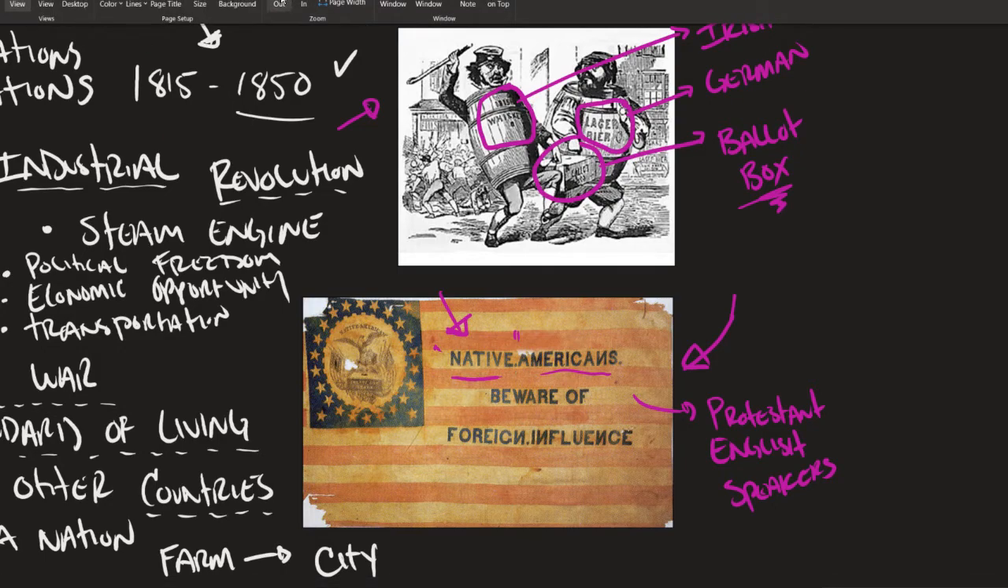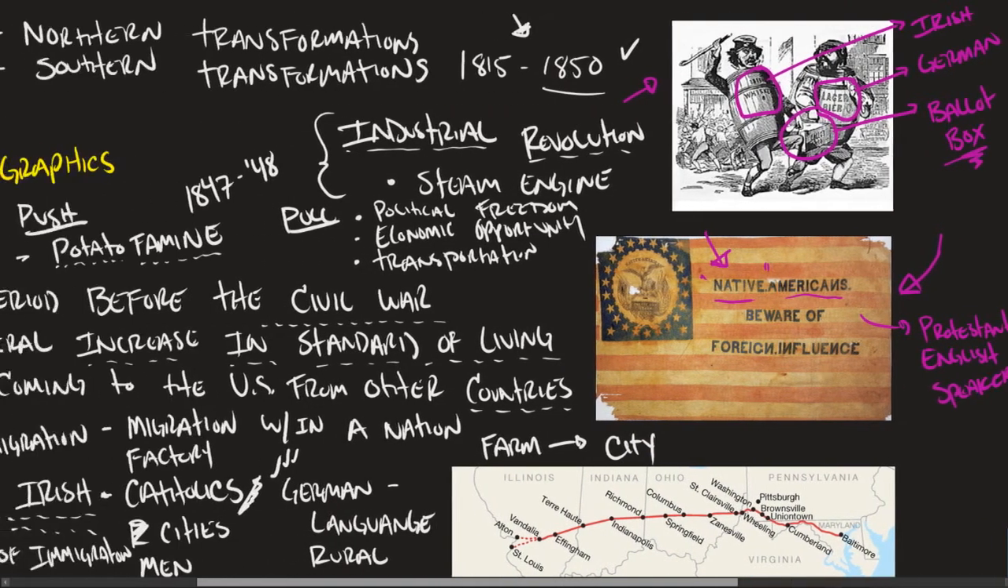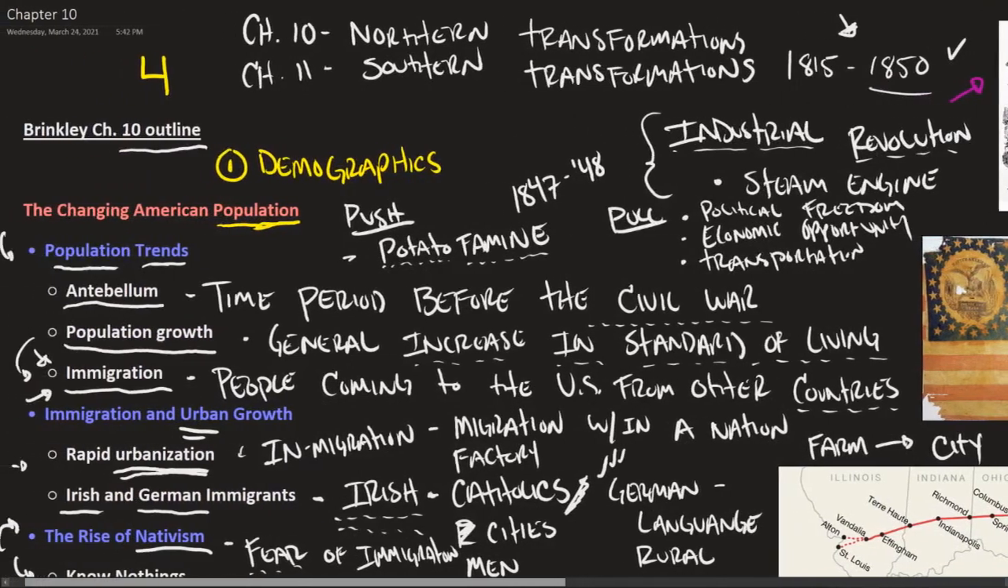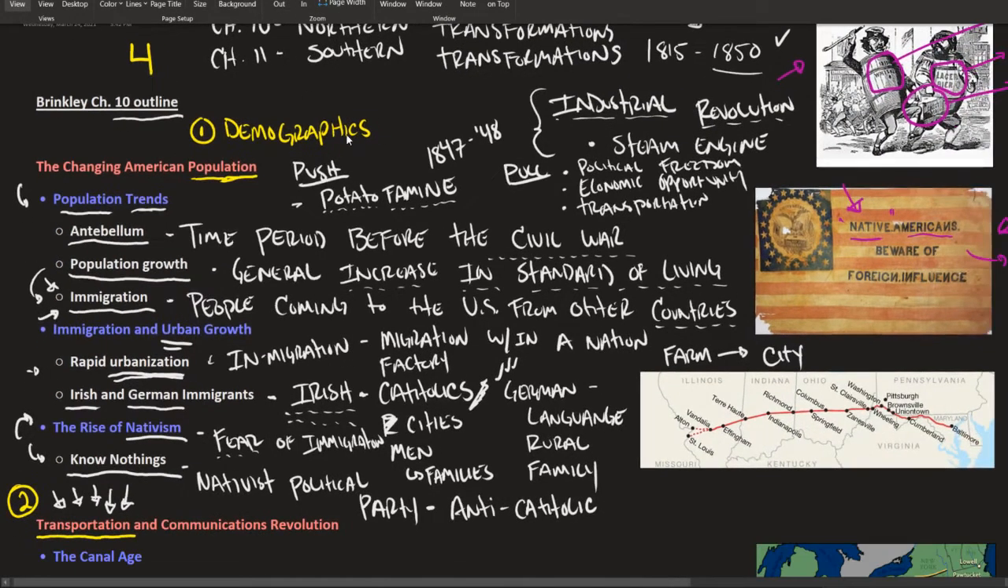The Know Nothing Party was very much influential. For example, in the election of 1860, the Know Nothing Party got so many votes that it nearly cost Abraham Lincoln that election. It didn't, but it nearly did.